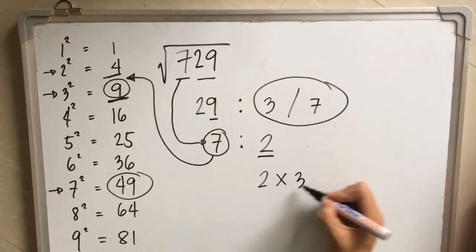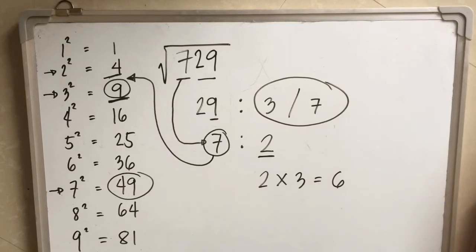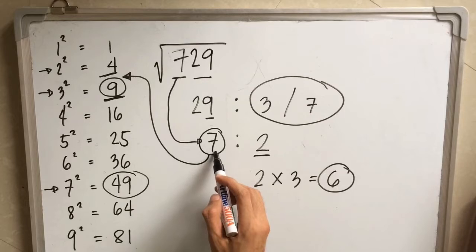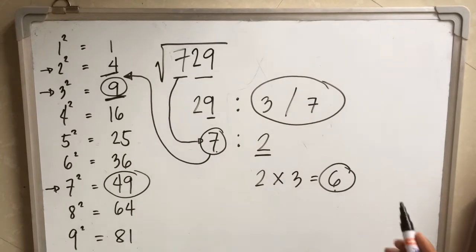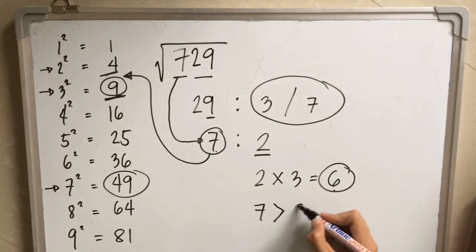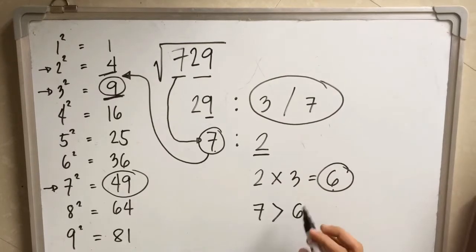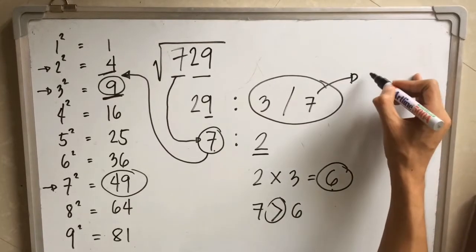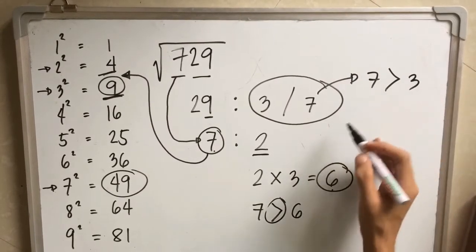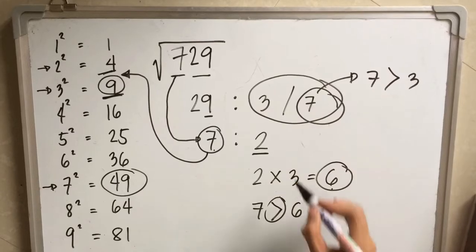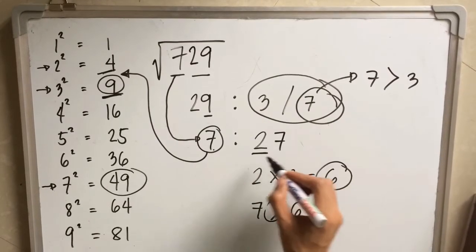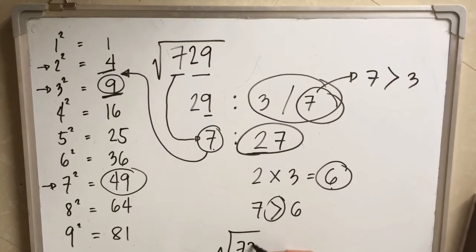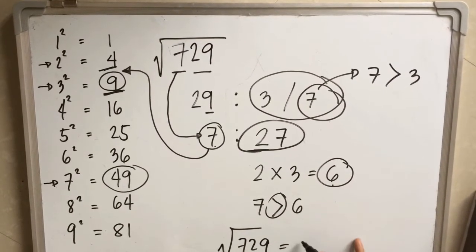How? So copy 2, then multiply by the number next to it. 2 times 3 is equal to 6. Then we are going to compare 6 and 7. So obviously, 7 is greater than 6. So it means to say that we are also going to pick 7 over 3. So it's 27. Therefore, the square root of 729 is equal to 27.